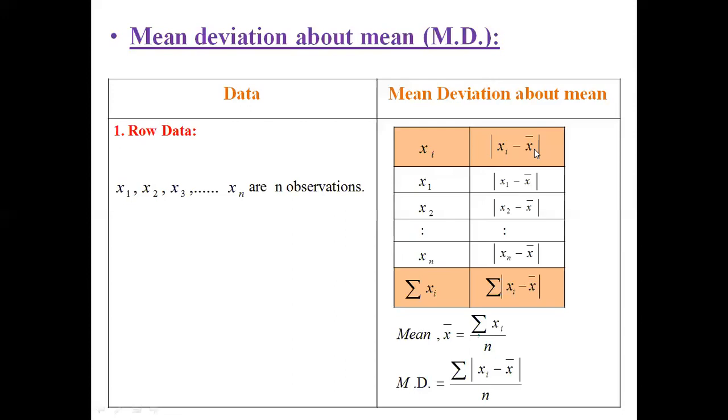This mod, also called the absolute value, of any number is always positive. So take the mod of each value. Then the formula for the mean deviation is summation of mod of xi minus x bar upon n, where n denotes the total number of observations.